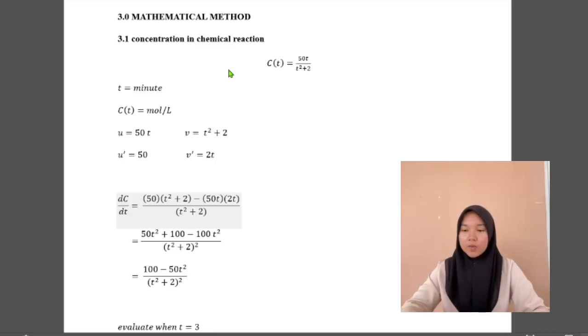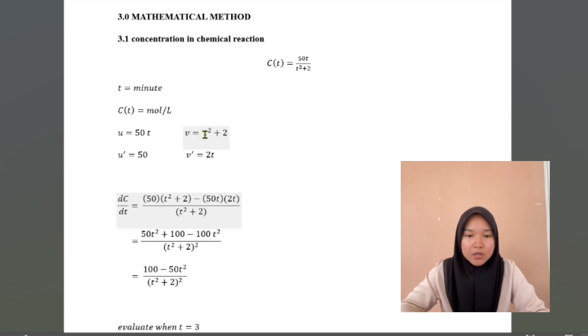So here I will explain how to solve the 3.1 question, which is concentration in chemical reaction. So in this question, we're going to use the quotient rule method. So here, in the question, we're going to take the 50T to be U. So U equal to 50T. So then we take T power of 2 plus 2 to be V. So V equal to T power of 2 plus 2.